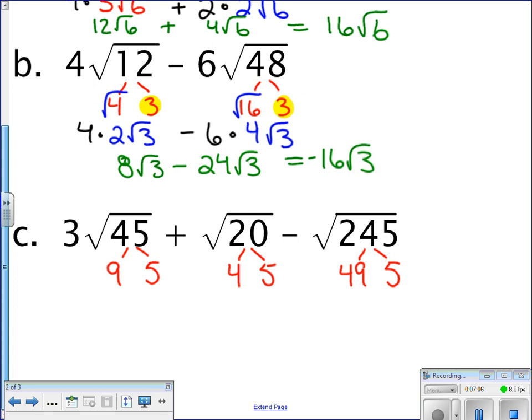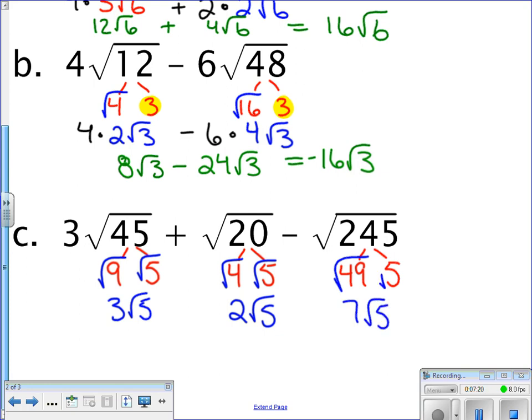So square root 9, that's 3. So 3 square root 5. Square root 4, that's 2 square root 5. Square root 49, that's 7 square root 5. Here, there's no number in front, so just the minus sign. Here, there's no number in front, so just a plus sign with a 2. But in the very, very front, there's a 3 that's going to multiply.